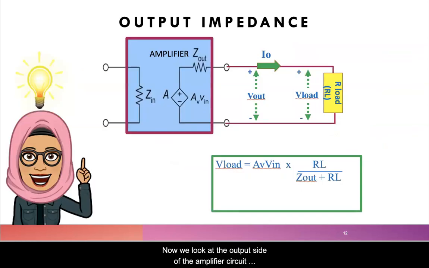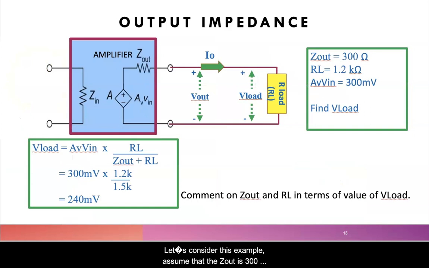Now we look at the output side of the amplifier circuit. When we connect the amplifier with a load resistance, the amplifier will act as the source for the load. As with any source, there is some measurable value of source impedance, and in this case, it is the output impedance Z-out of the amplifier. Let's consider this example. Assume that the Z-out is 300 ohms. The load sees the amplifier as a voltage source with an internal impedance of 300 ohms.